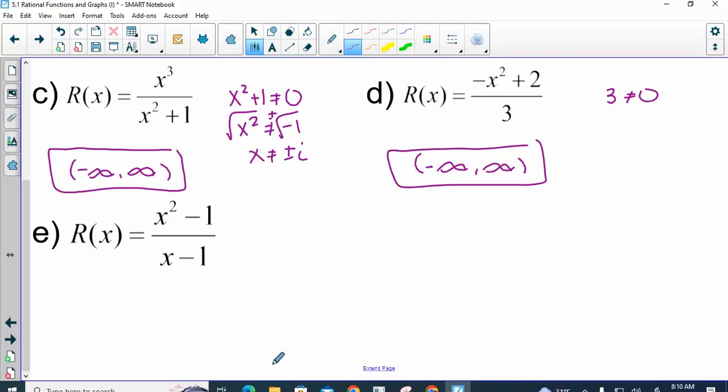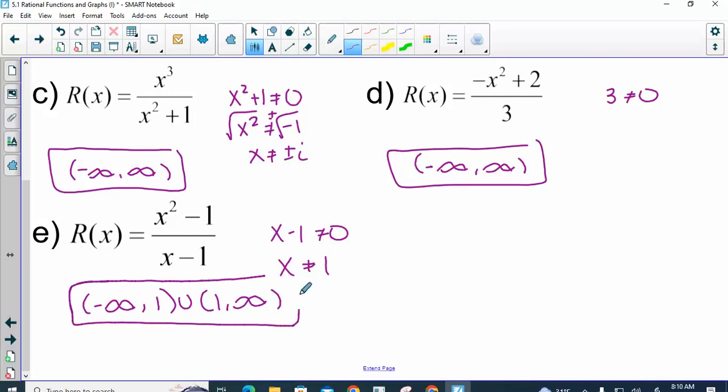Alright, looking at the last one. What can x not be? So our domain is everything except 1. Negative infinity to 1, union 1 to infinity. Alright, any questions on that one?